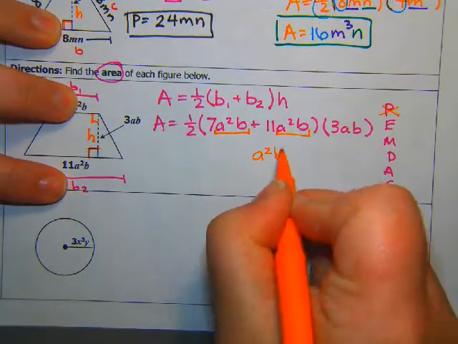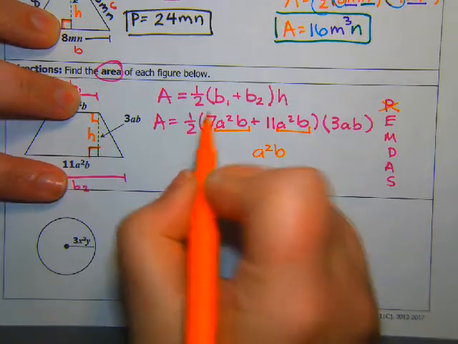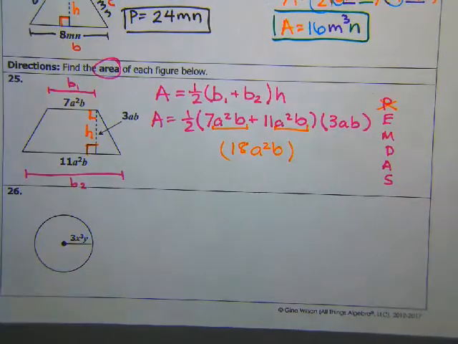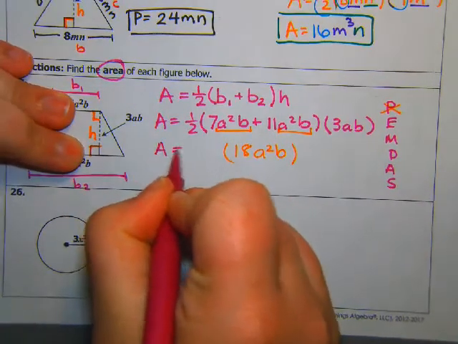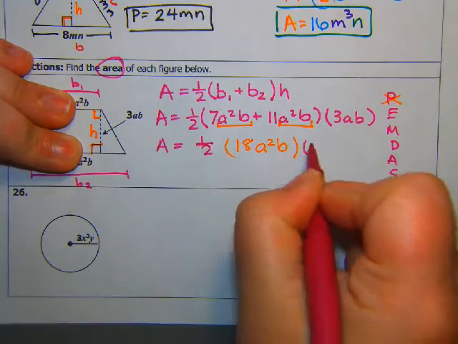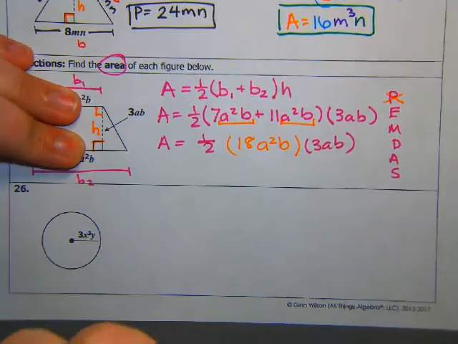So they're going to be a squared b because that part doesn't change. But 7 plus 11 is 18. Okay, so that's the only thing I've changed. Everything else is just going to come down around it. Equals 1/2 times this times 3ab. I didn't change anything else, I just brought it down.